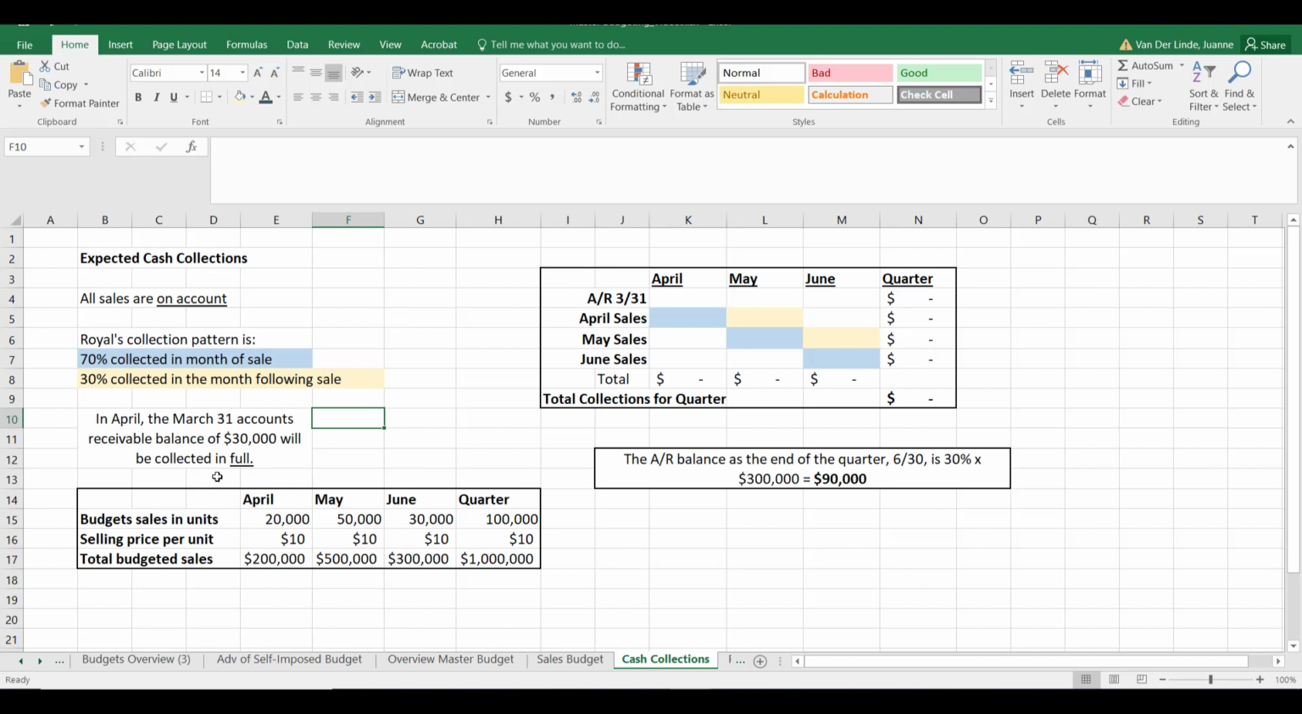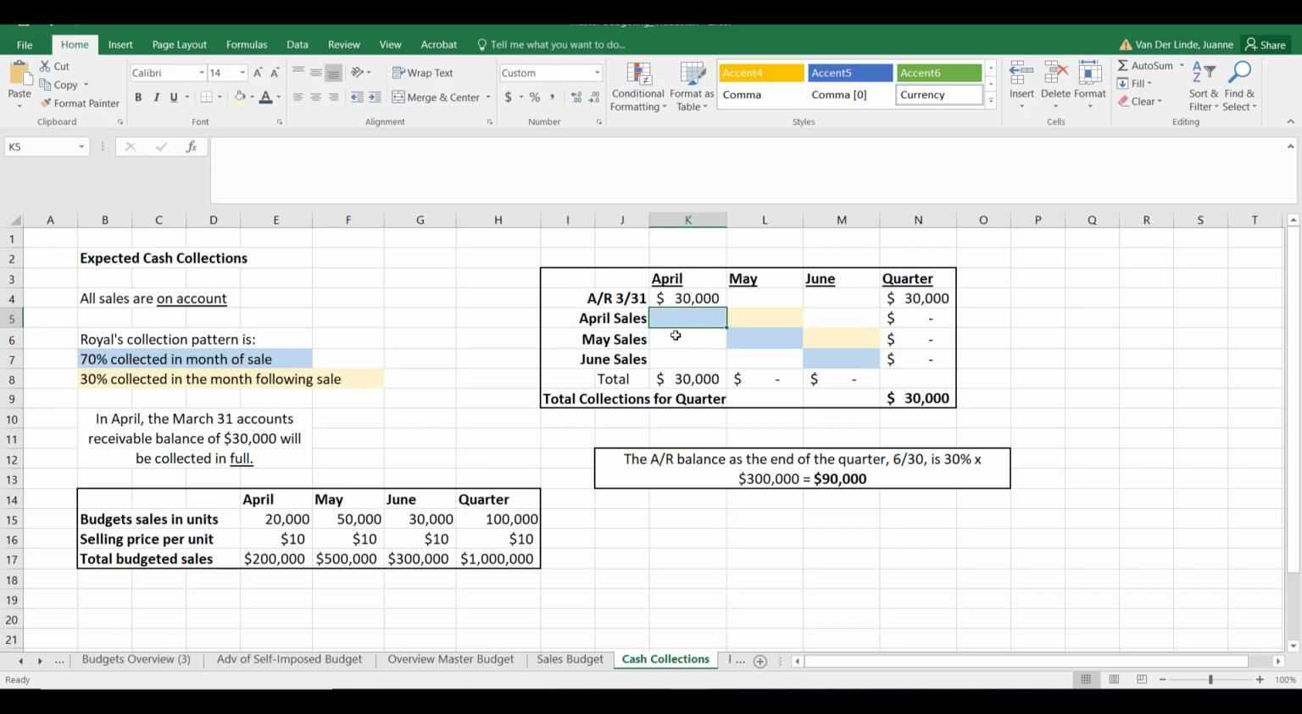So in April, first of all, they told us we're going to end up collecting the $30,000 accounts receivable balance from the end of last month in April. So we can go ahead and put $30,000 there in April to show that that's the expected cash to collect in April from last month's ending receivable balance.